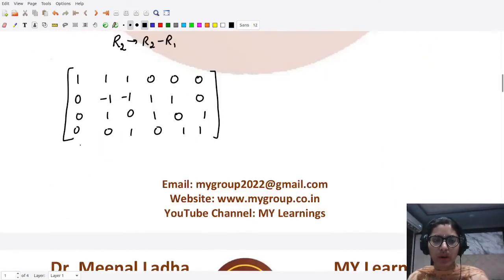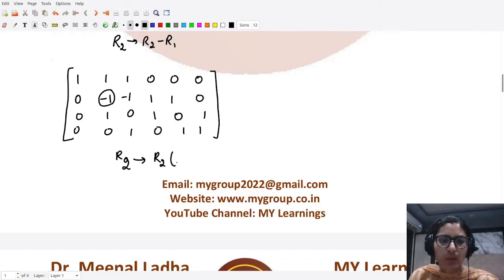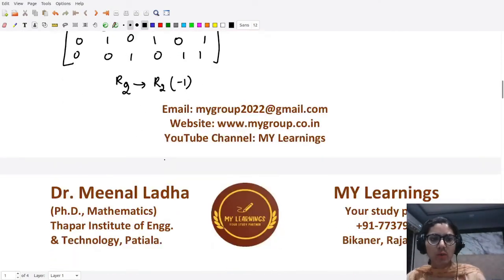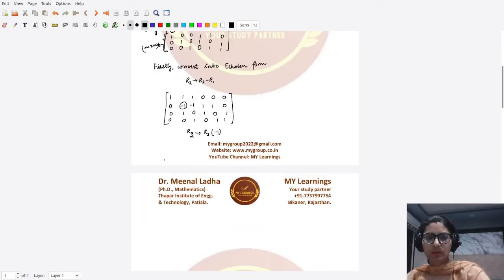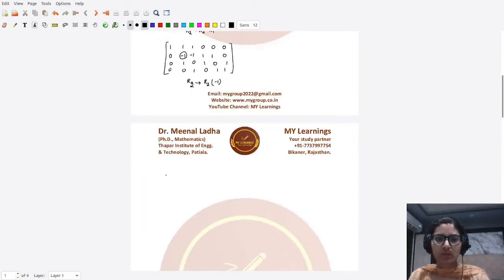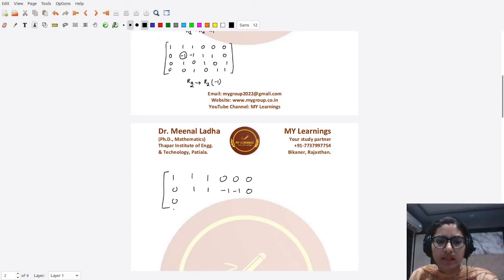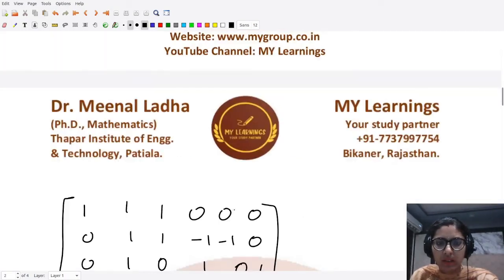Now what are we required to do? We have to make this element 1. How can we do that? On R2 we can apply R2 multiplied by minus 1. So let's write down the matrix. The first row is as such 1 1 1 0 0 0. On the second we have 0 1 1, then minus 1, minus 1 and 0. The third and fourth rows would be as such, so it is 1 0 0 1 and 1 and 1. So this is the matrix.